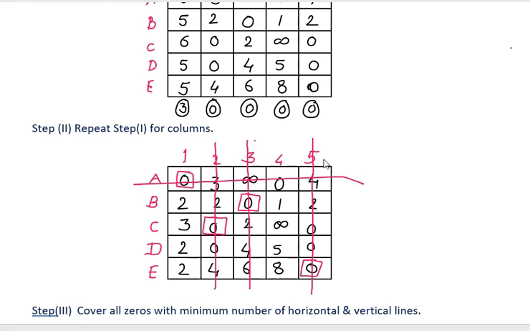Total 4 lines we have drawn, and 4 is not equal to the order of the matrix. So this is not an optimum assignment. This is not a solution. We have to apply step number 4.